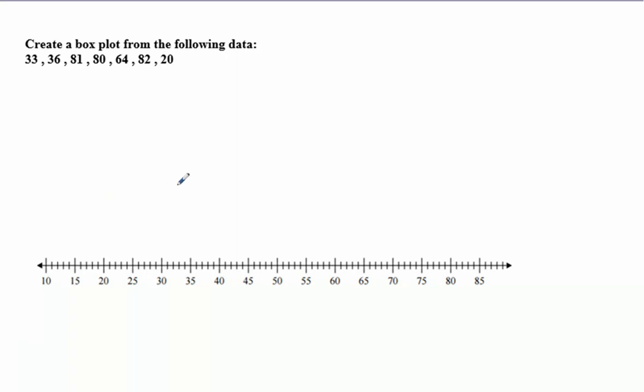Okay. Creating a box plot. The first thing I need to do to create a box plot is I need to put these numbers in order, because one of the values I need to find is the median. And so that's my first step, putting these numbers in order.